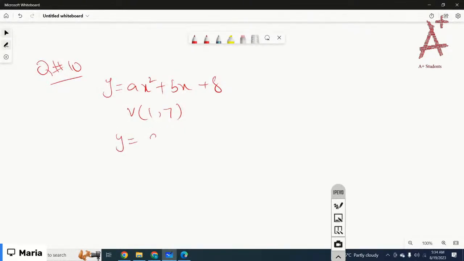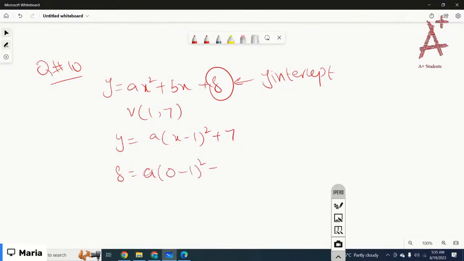The vertex is (1, 7), so the equation would be y equals a times (x minus 1) whole square plus 7, right? The y-intercept is 8. Just use it: 8 equals a times (0 minus 1) whole square plus 7, because that is the y-intercept, so x is 0. So it would be 8 equals a plus 7. Move 7 to the other side: 8 minus 7, so a equals 1.